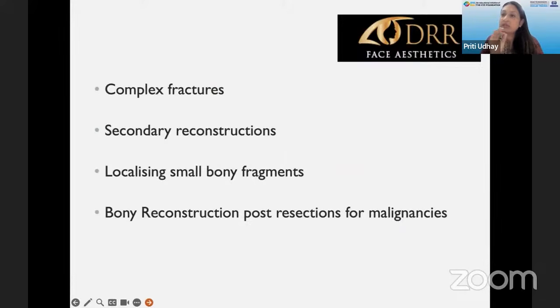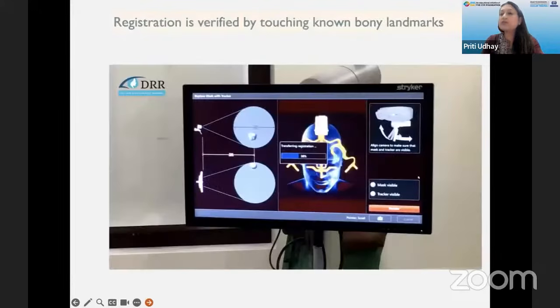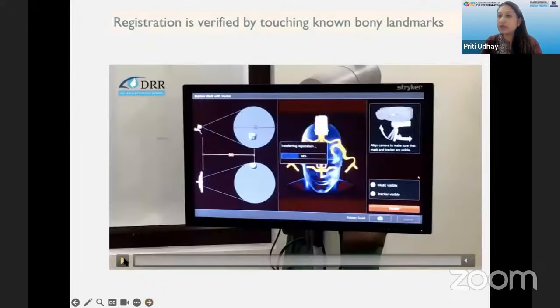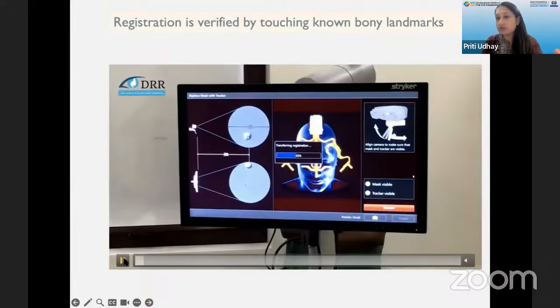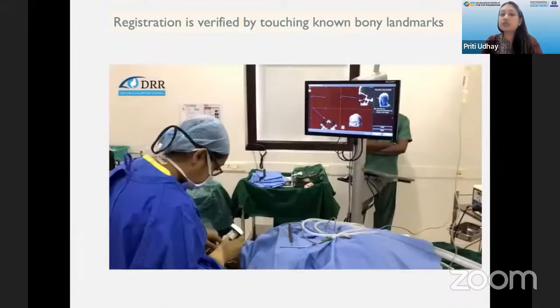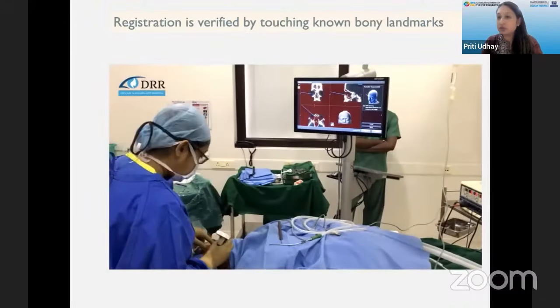Now, as I told you before, navigation as well as PSI, you're going to use only for complex fractures, for secondary reconstructions. For localizing small bony fragments, navigation is useful, and also for bony reconstruction post resection for malignancies. So if you see the entire indication, it is more for bony reconstruction and not for soft tissue reconstruction, because we are using the pre-op CT scan of the patient, and therefore during surgery, the soft tissue is going to move. So soft tissue guidance will not be good with navigation.